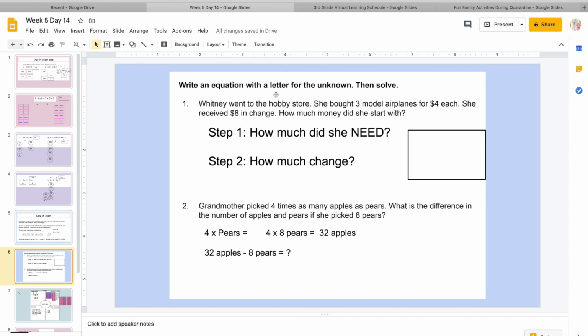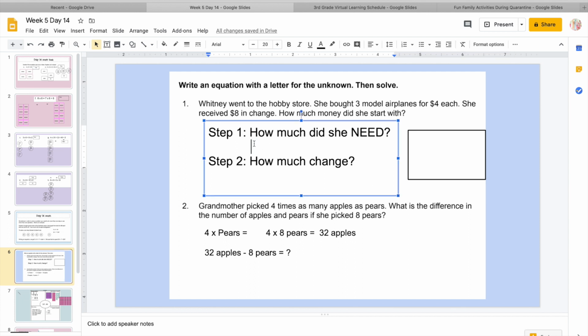It says write an equation with a letter for the unknown, then solve. Remember we said we use a variable to represent what we don't know. It says Whitney went to the hobby store. She bought 3 model airplanes for $4 each. She received $8 in change. How much money did she need to start with? Step 1, we're going to figure out how much money she needed. I need to figure out what she spent and how much she got in change.